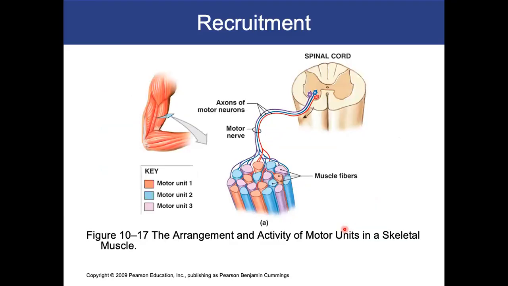So let's look at a motor unit. Let's look at the purple cell body in the spinal cord, follow it through, and then it synapses with the purple muscle fibers, right? So that's one motor unit. That's the purple motor unit. Then there's a blue motor unit, and a red motor unit.